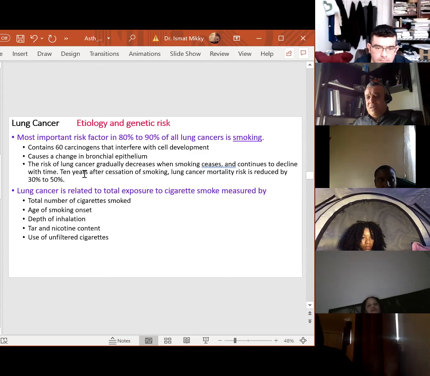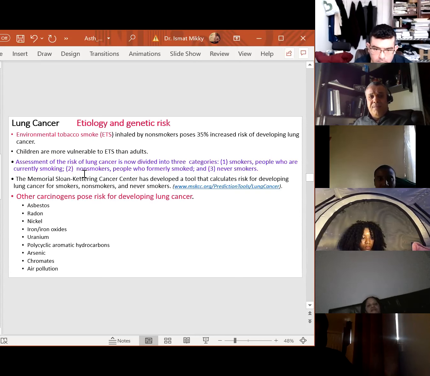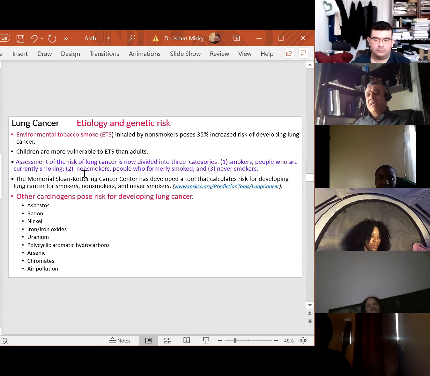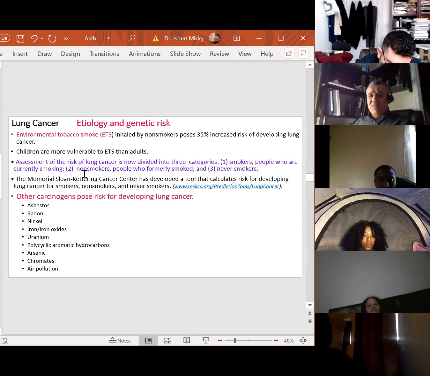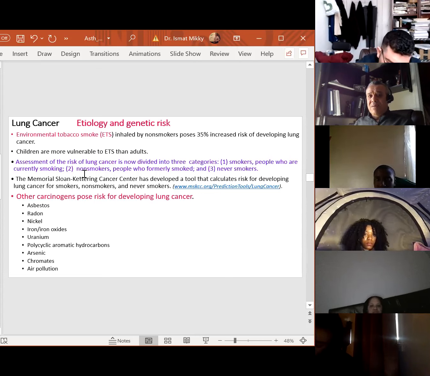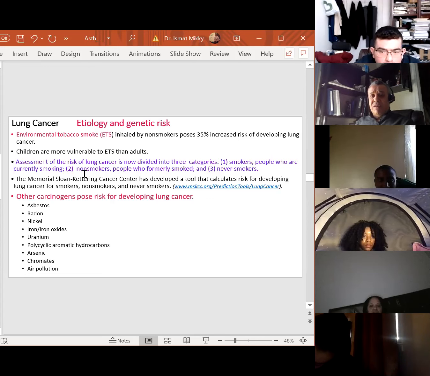I would just skip the slides that pertain to the pathophysiology and go to the etiology and risk factors, or genetic risk and etiology, for lung cancer. So environmental tobacco smoke, ETS, inhaled by non-smokers poses about 35% risk. Imagine, a patient who's a non-smoker but is exposed to secondhand smoke is at 35% risk to develop lung cancer.